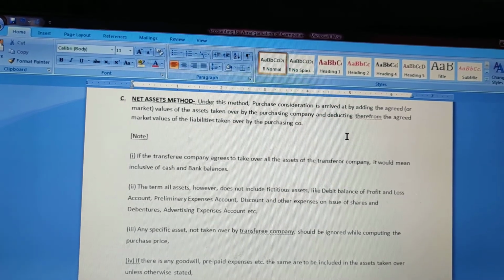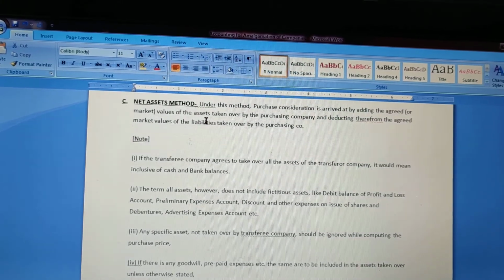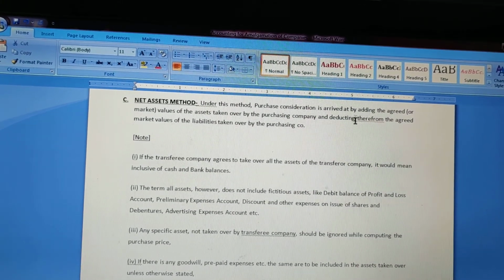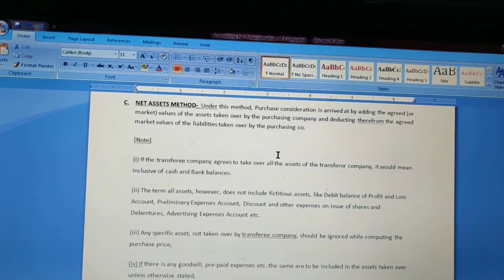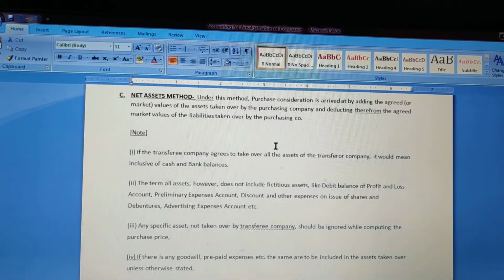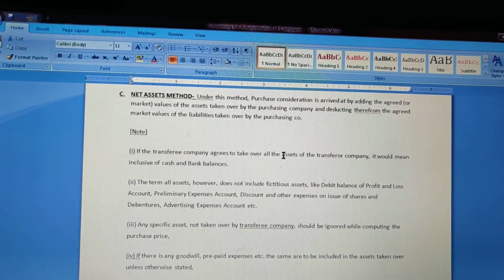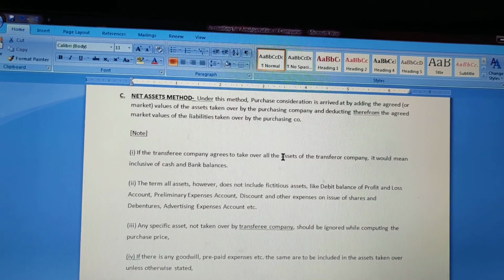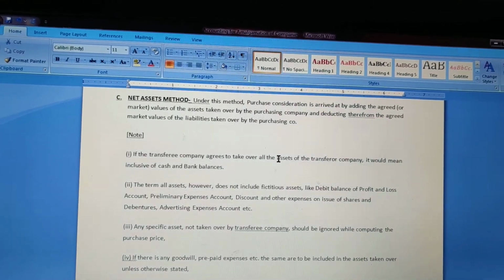So just add all the agreed values of all the assets and deduct therefrom the agreed market value of the liabilities taken over by the purchasing company. Clear? That is what you have to do, like in the balance sheet you have given land, building, furniture, machinery, cash and bank balances, and debtors, something.